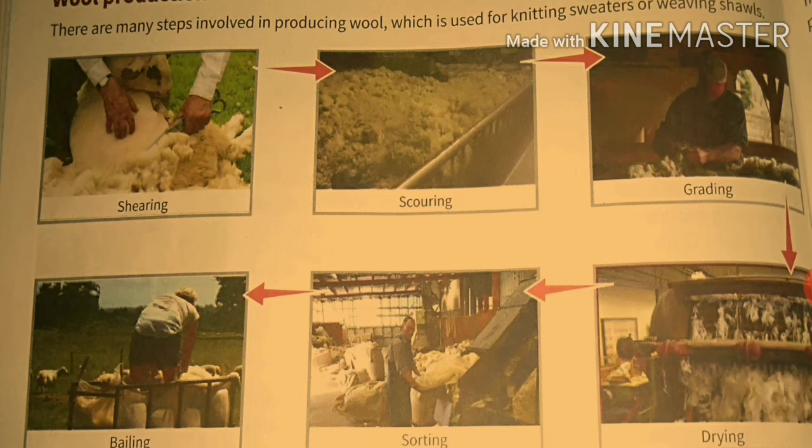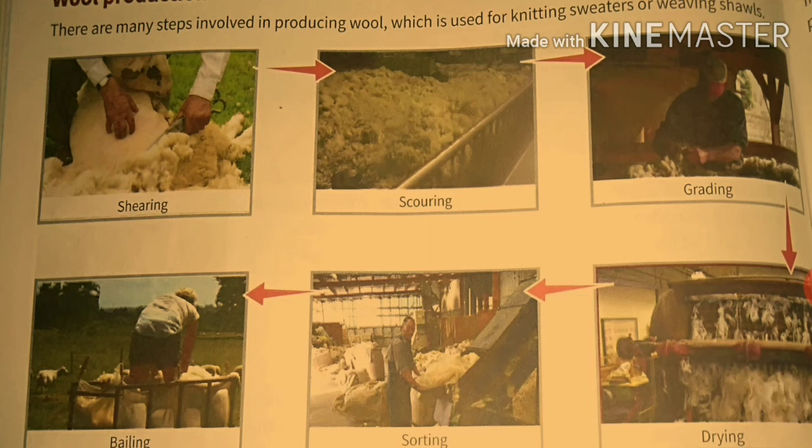So students, let's talk about our next step, that is drying. In this process, containers of wool are put through rollers to squeeze out as much water as possible. So in this method, the wool containers have rollers passed over them. This way, all the water inside the wool comes out. The water is squeezed out of the wool fibers through rollers. Squeeze means निचोड़ना. After that, wool is weighed and packed into bales.